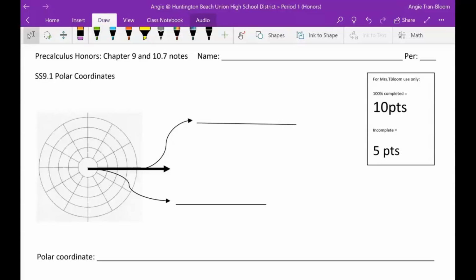Hey guys. Okay, so this recording is for our brand new unit 9.1. The title of this is called Polar Coordinates.